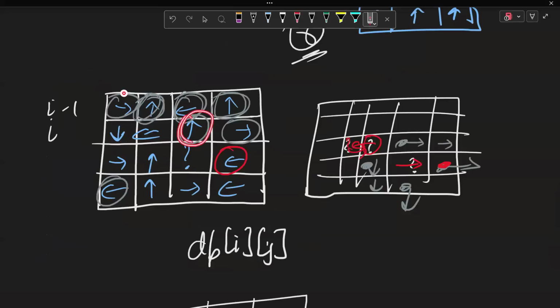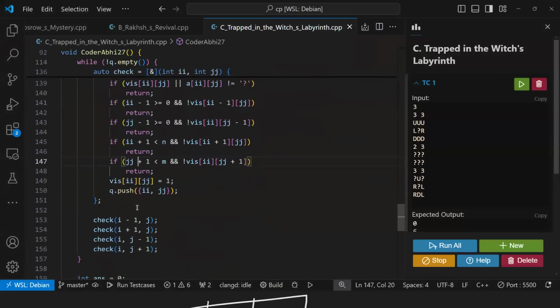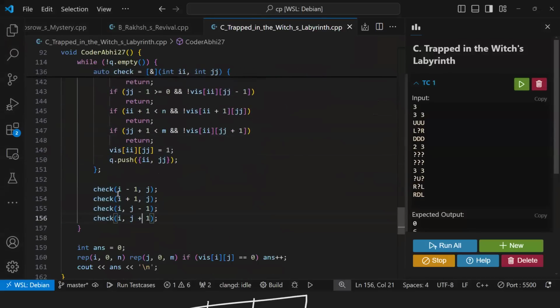For every cell that we are visiting, all the adjacent ones, if they are pointing towards it, then we push them into my queue. Now we also need to deal with the question marks. If we are at a cell and there is some adjacent question mark, then we need to check whether we can push this question mark or not. So I create a check function. I call this check function for i minus 1, j, i plus 1, j, i, j minus 1, and i, j plus 1.